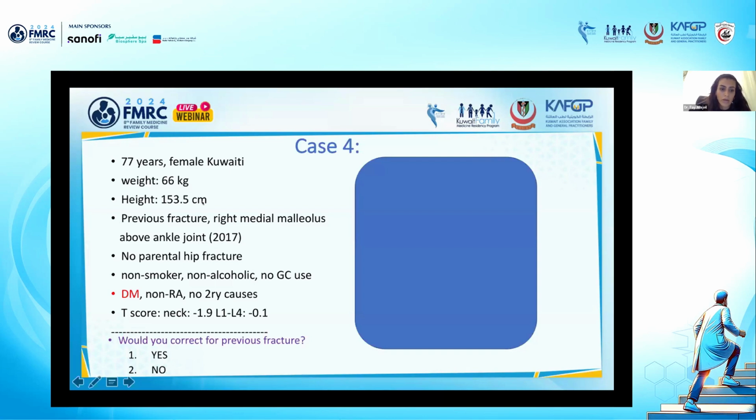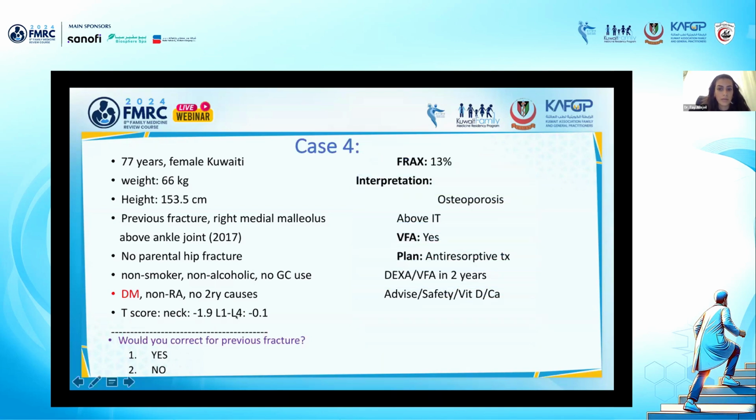So the patient has had a fracture. You will tick yes. The patient is diabetic, so you will tick a yes for the question about rheumatoid arthritis. Is there a discordance between the femur neck and the spine? No. The femur neck is worse than the lumbar spine. Okay, let's see. So the patient's FRAX is 13%. It is above intervention threshold. So this patient is a high-risk patient.